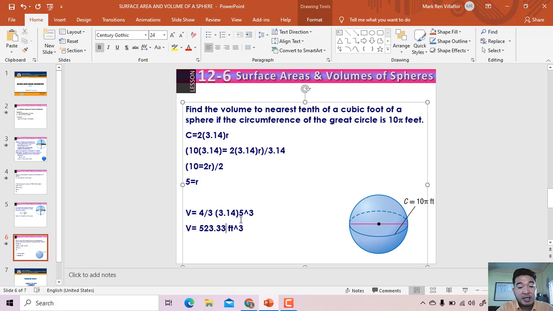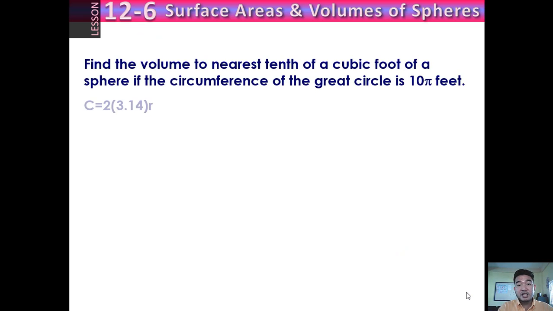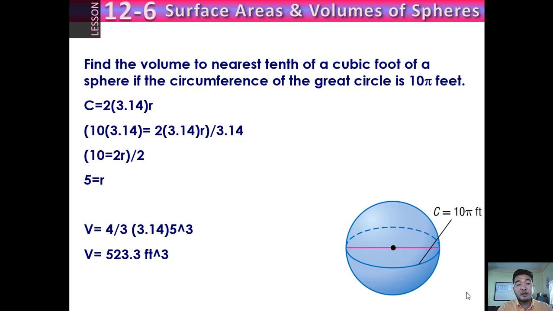By the way, the problem asks to find the volume to the nearest tenth. So this should be 523.3 only, because from the problem, the volume should be expressed to the nearest tenth. And that is how we solve for the volume of the sphere. So there you go. The ways on how to solve for the surface area and volume of a sphere.